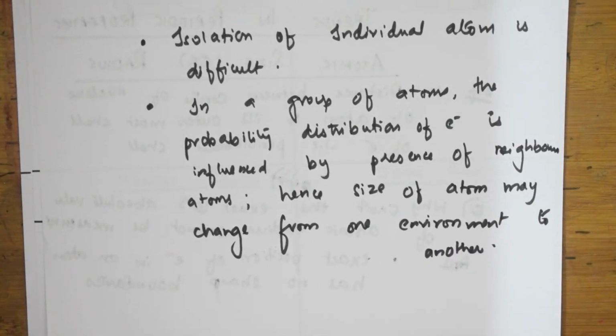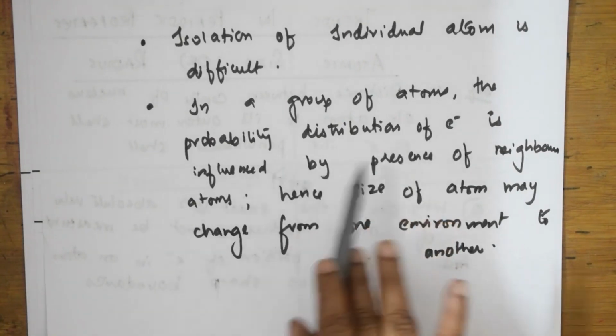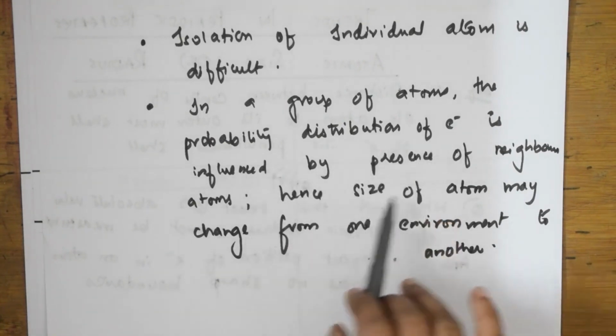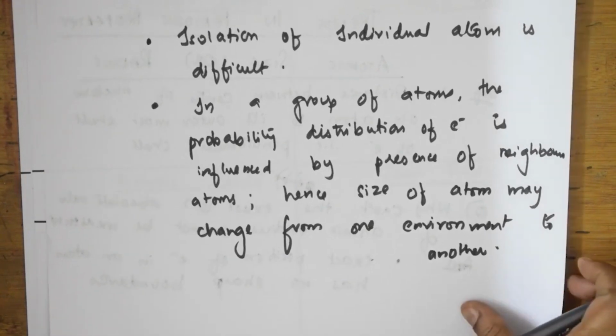So this is the reason we can't determine the atomic size or ionic radii. Right? So this is the concept, students. So what is the last one? In a group of atoms, the probability distribution of electrons is influenced by the presence of neighboring atoms. So the electron distribution in one atom, when they're present together in a group of atoms, is influenced by the distribution of other atoms. So during this process, how can I measure the distance exactly? Very difficult, isn't it? So that is the main reason we can't predict the atomic radii.